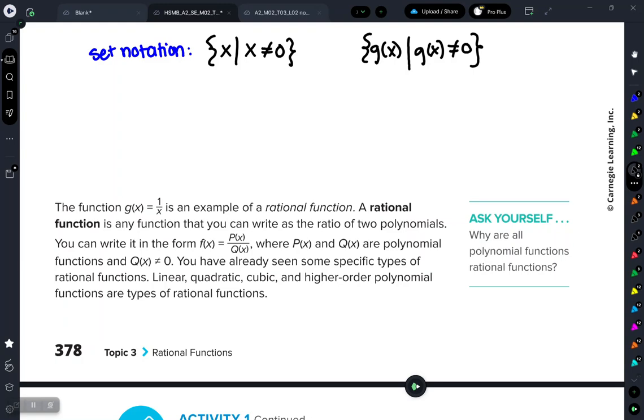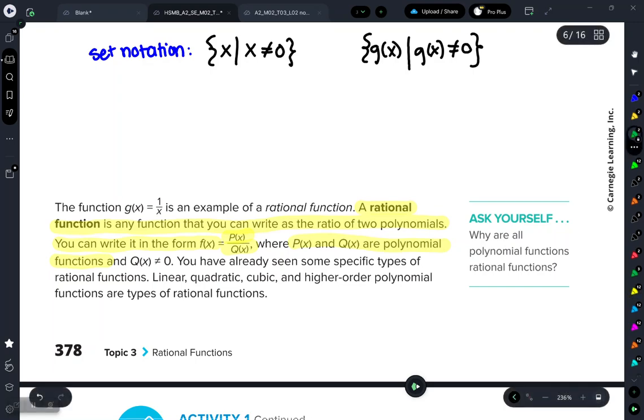So the one that we were just working with, 1 over x, is a very simple example of a rational function. But the definition of a rational function, make sure to put this in your notes. A rational function is any function that you can write as the ratio of 2 polynomials. So you can write it in the form f of x equals p of x over q of x, where p of x and q of x are polynomial functions. So if you can imagine a polynomial divided by a polynomial, you have a rational function.